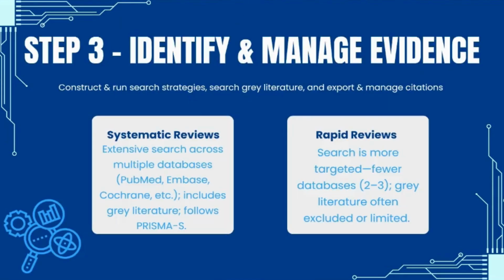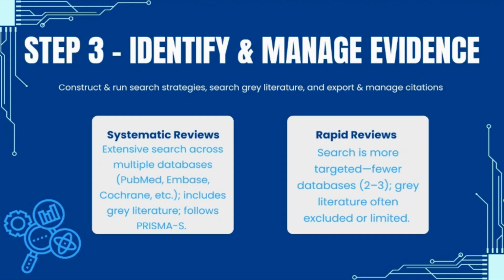Step 3 involves searching and managing evidence. Systematic reviews require comprehensive searching across multiple databases like PubMed, Cochrane, and Embase. In order to find studies that may not be published in peer-reviewed journals, you will also need to search gray literature. Gray literature are works that are not published in scholarly journals.